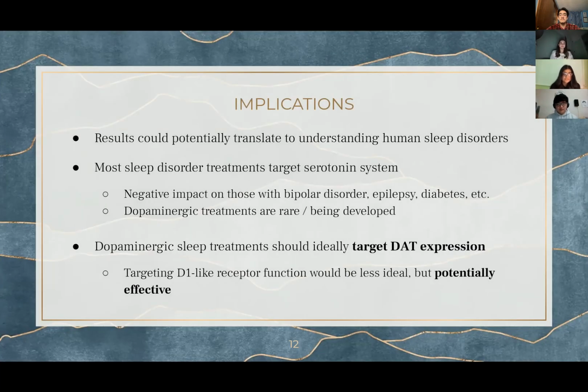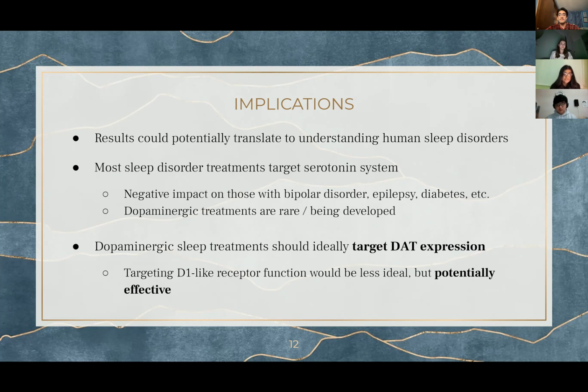Moving forwards, the results of our experiment are potentially relevant to the treatment of sleep disorders in humans, since there are many similarities between the two, including modulation by the same neurotransmitters and circadian regulation. As a result, fruit flies are widely regarded as a valuable model for both invertebrate and vertebrate sleep. Most widely available treatments for sleep disorders target the serotonin system, yet they have serious side effects for individuals with bipolar disorder, epilepsy, diabetes, and more.